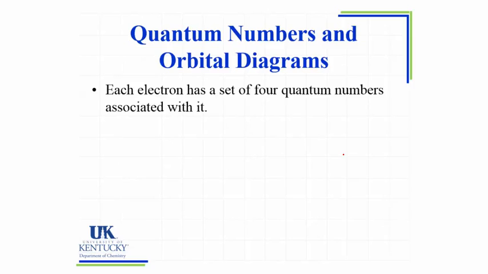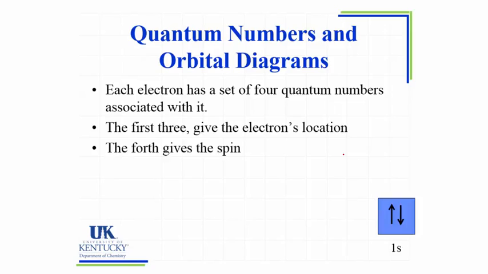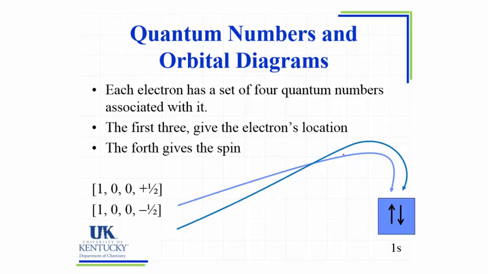So each electron is going to have a set of 4 quantum numbers. The first 3 give the location, what shell, subshell, and orbital the electron is located in, and the 4th gives the spin. So we look once again at the helium atom, and we look at those 2 electrons and we assign quantum numbers for it. The first one would have the quantum numbers 1, 0, 0, plus 1/2 for the up spin, and the other one would have 1, 0, 0, minus 1/2. So they do not have the same 4 quantum numbers. 3 are the same, but the 4th one is different, and that is acceptable.